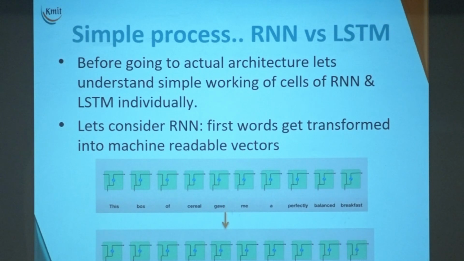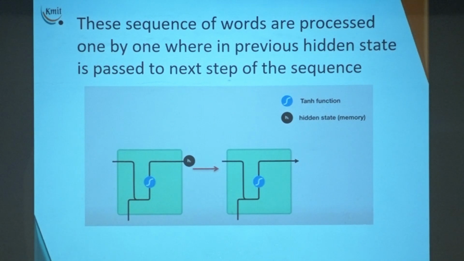Fine. Now, the simple process. As I told you, given the word, assign it to the RNN cell, for example, and then using a word embedding, it will be converted into a vector. Till now, we saw that mechanism, how it was converted into the vector. Now again going back to the process. The sequence of words is processed one by one, wherein the previous hidden state is passed to the next step of the sequence. This you have studied in your RNN.